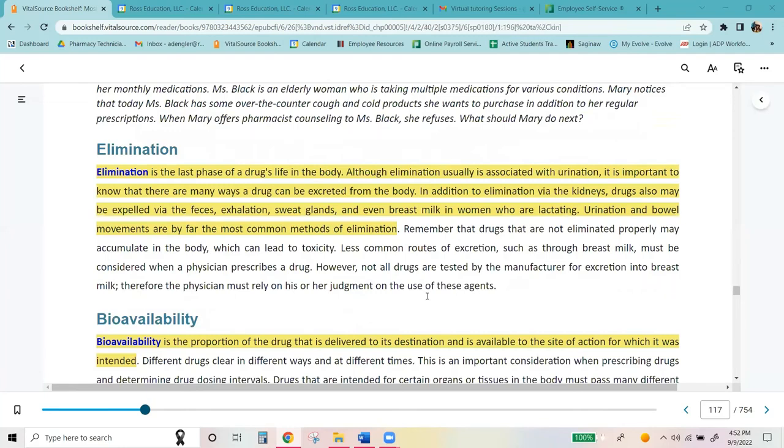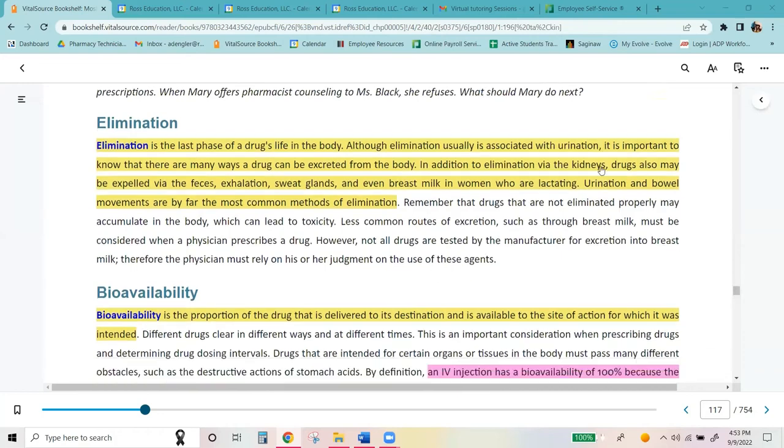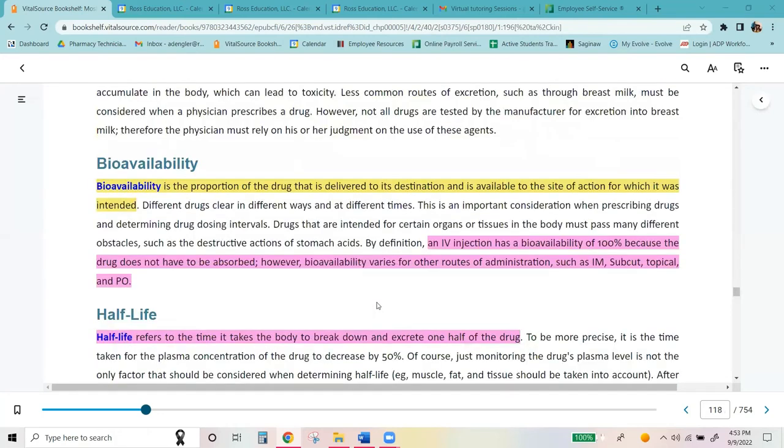Elimination is the last phase of the drug's life in the body. Although elimination usually is associated with urine, it is important to know that there are many ways a drug can be excreted from the body. In addition to elimination via the kidney, so urine, drugs can also be expelled via feces, exhalation, sweat glands, and even breast milk in women who are lactating. Urination and bowel movements are by far the most common methods of elimination.